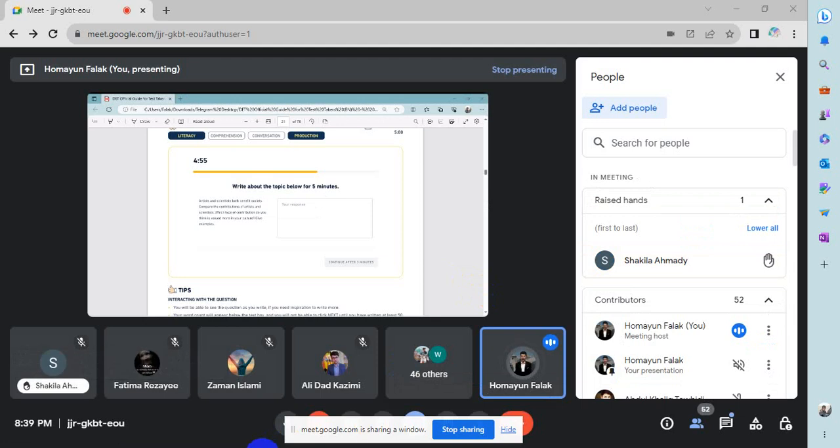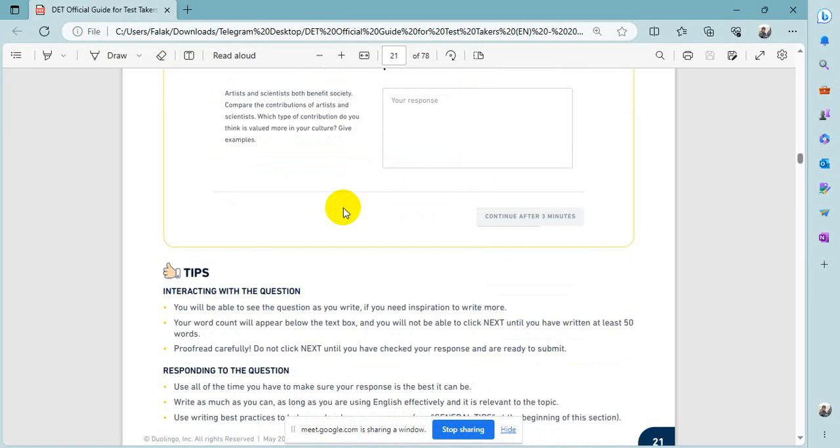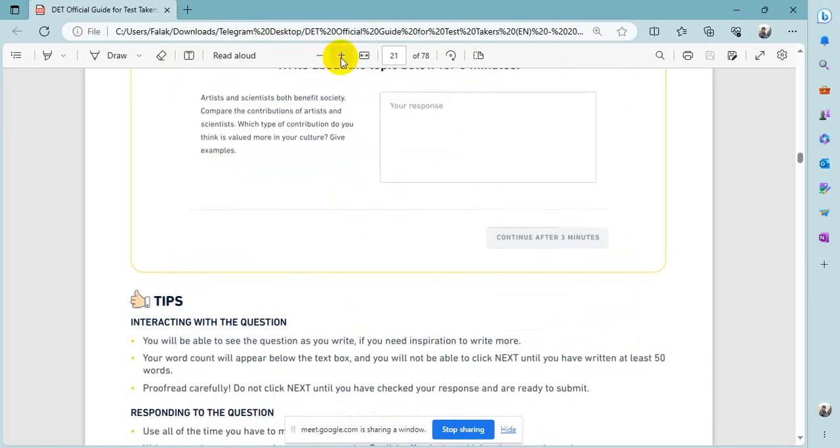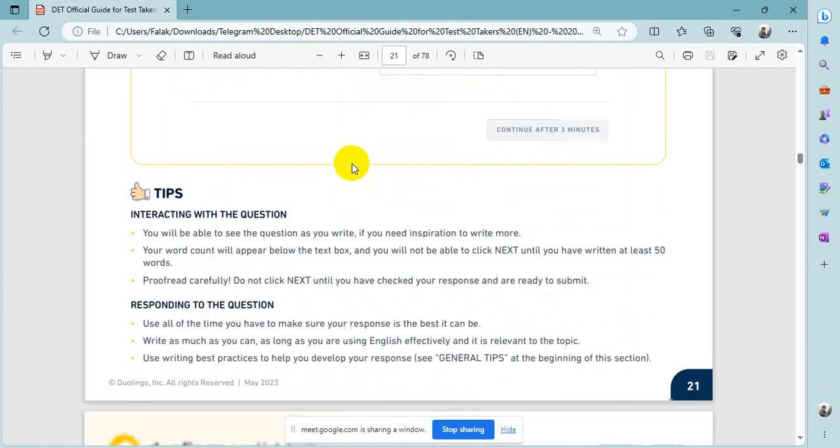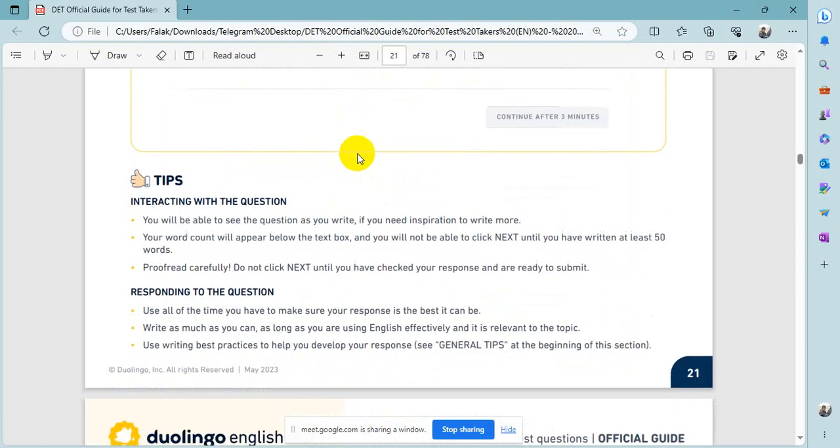So let's go to the tips and tricks of the official guidebook. Then after that, I'm also going to give you some tips and strategies for answering this question type. The first category of tips goes to interacting with the question, how to do well at this question. The first step says you will be able to see the question as you write if you need inspiration to write more. So that's it.